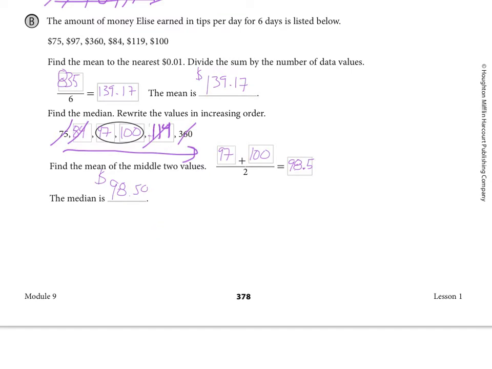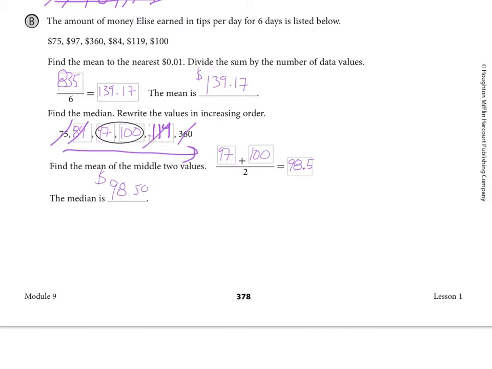is the median number. And if we take a look at the other numbers that Elise got tipped, right? 98.5 seems to fall in line with 75, 97, 84, and 119 and 100, a lot better than 139, which is greater than all of the others, right?